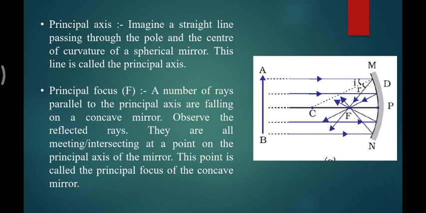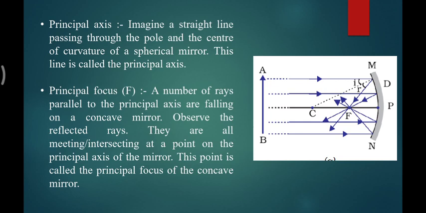In the same figure, one more associated term is the principal axis, which is very important. Please see: the imaginary line which passes through the pole and center of curvature is named as principal axis. The principal axis is very important because through it we measure all our parameters. In a later chapter you will understand more about the principal axis, but it is an imaginary line. That line contains the C point, the F point and the P point also. The line which passes through them is an imaginary line; it does not actually exist, only the mirror exists.